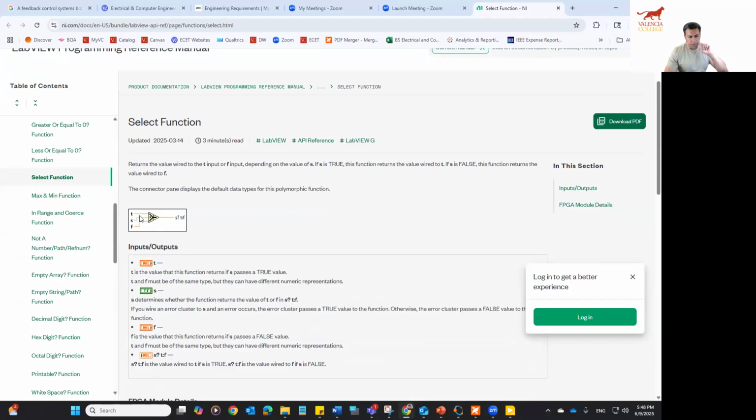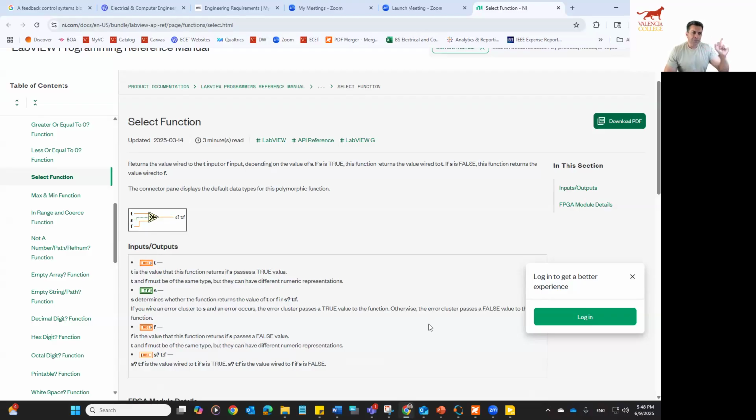It has three inputs. The top input is true, T, the bottom input is false, and the middle input is the select. I keep calling it switch. It's a select block. The middle input is select. Now, whatever is coming at the middle input, if that value is 1, then whatever is connected to the true input is going to be transferred to the output. And if at the select input, the value coming is 0 or false, then whatever is coming at the false input is transferred to the output. That's how the select block works.